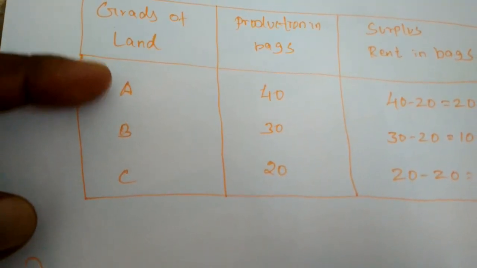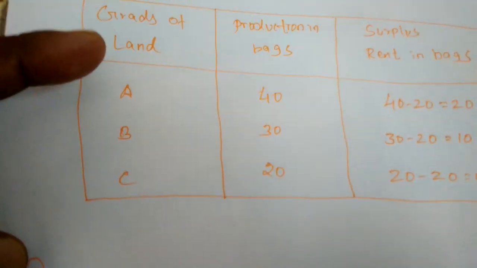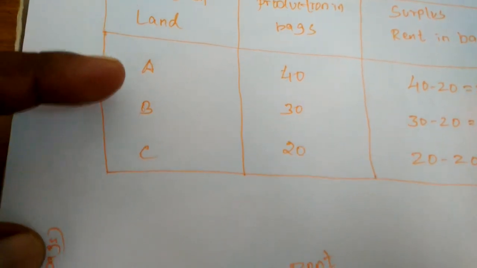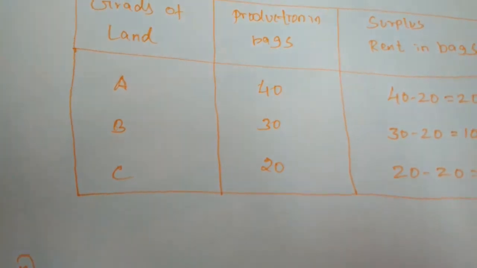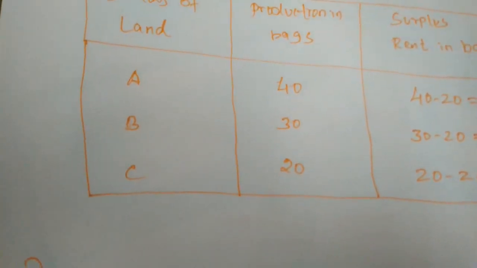When we are using the A-grade land only, it will not be able to supply goods to all the people. So the less fertile lands will have to be brought under cultivation in order to meet the demand of the newly arrived people.